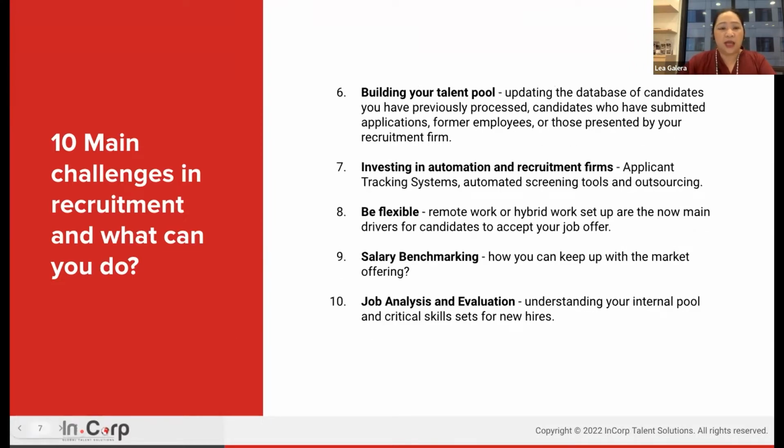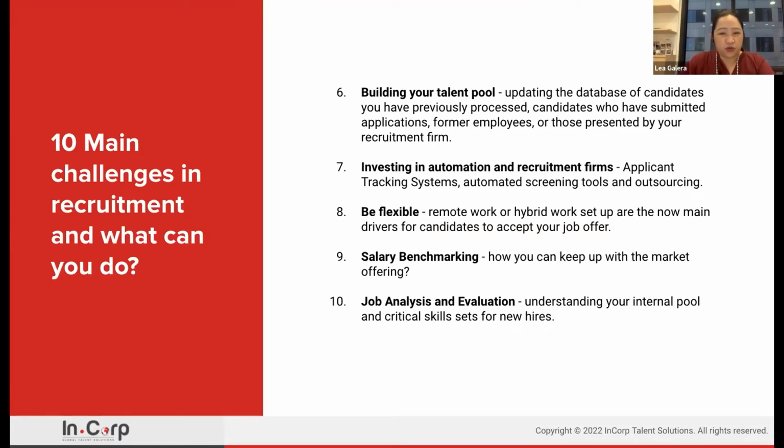So building your talent pool, basically what does this mean? It's updating the database of candidates that you previously processed, candidates who have submitted their applications to you before, probably former employees, and those that were presented to you by your recruitment firms. So why do you need to keep or to build your talent pool? Keeping your talent pool updated will definitely go a long way.